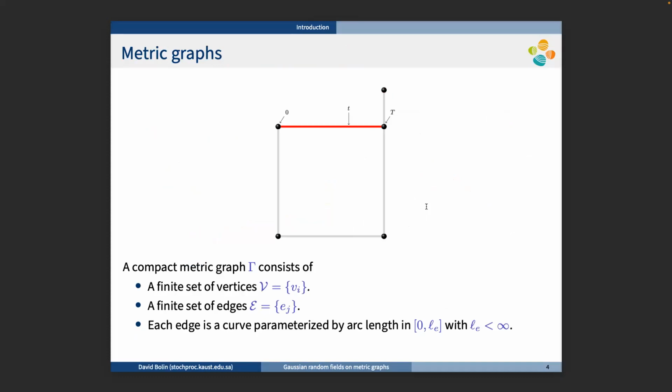But then what makes it different from a normal graph is that each edge is now thought of as a curve parameterized by arc length, and it has some finite length L. And then we equip this graph with geodesic distance, so the shortest path distance. So now the distance between two points in the graph is the length of the shortest path that you can walk along the network.